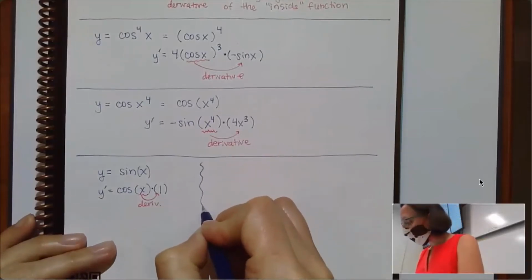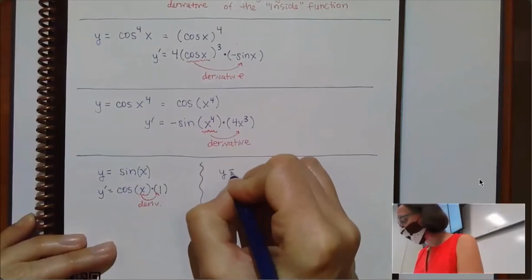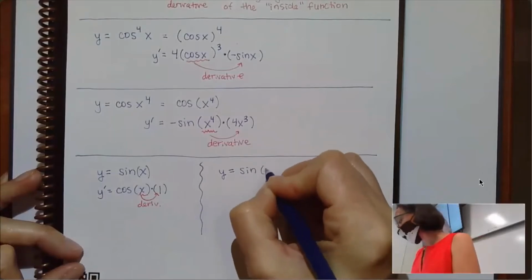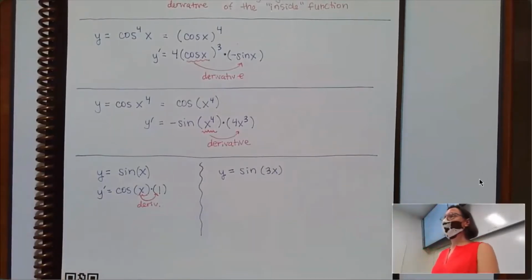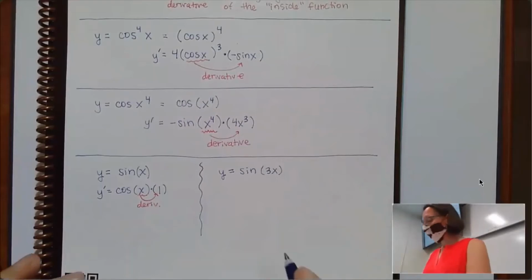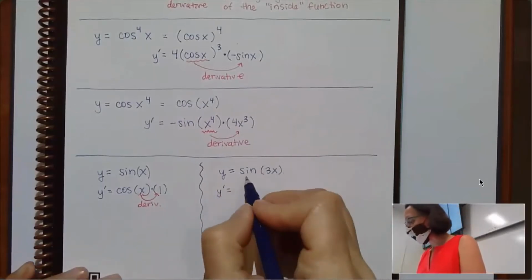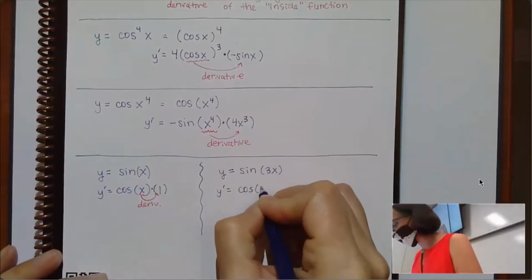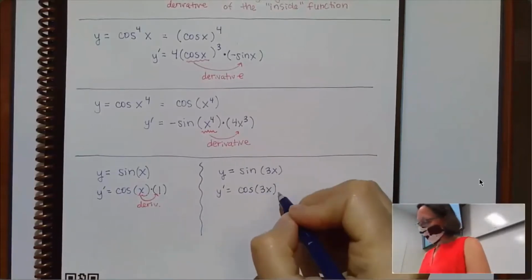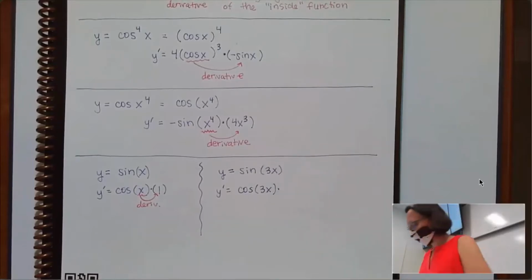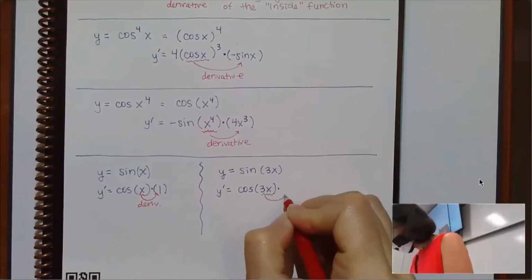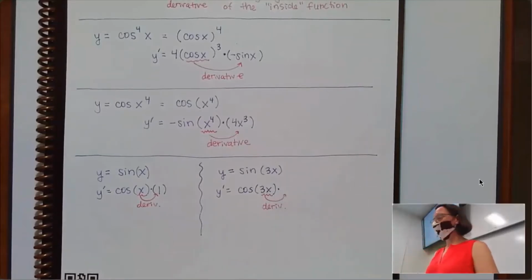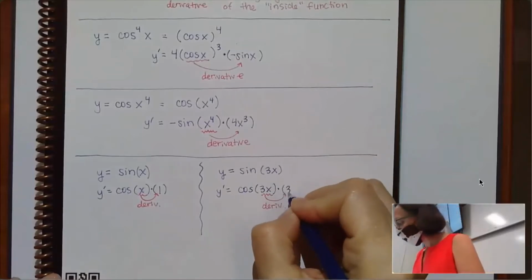But if what's inside is something even ever so slightly more interesting, like sine of 3x, this does require chain rule. So now when I take the derivative, I go, oh, well, sine is that outside function. Derivative of sine is cosine. And then I'm going to multiply by the derivative of that inside function. And the derivative of 3x is 3.